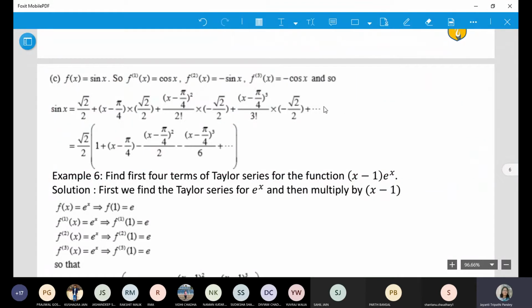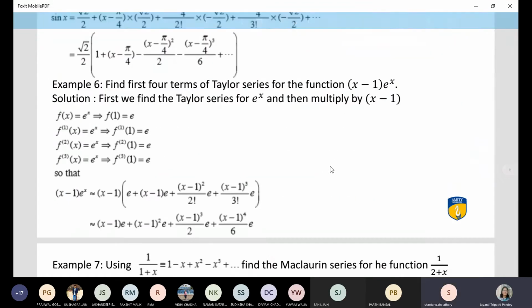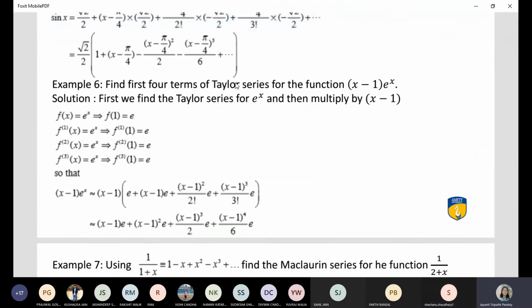Let's take the next question. If you check this question, find the first 4 terms of the Taylor series for the function (x minus 1) e to the power x.